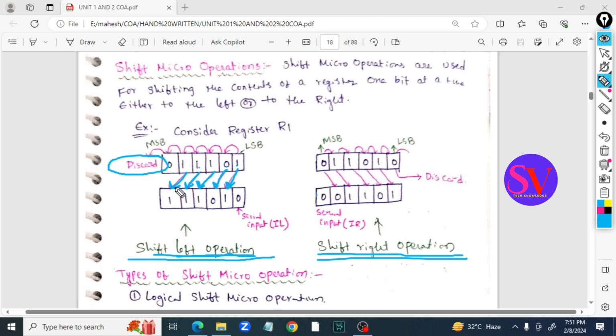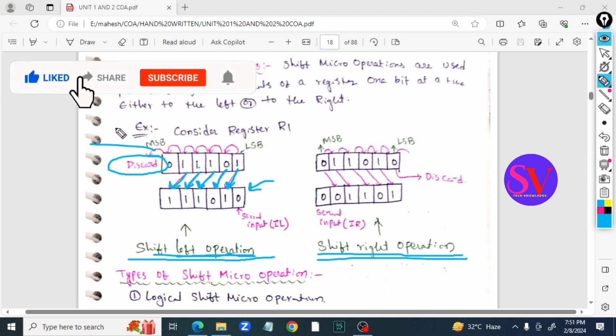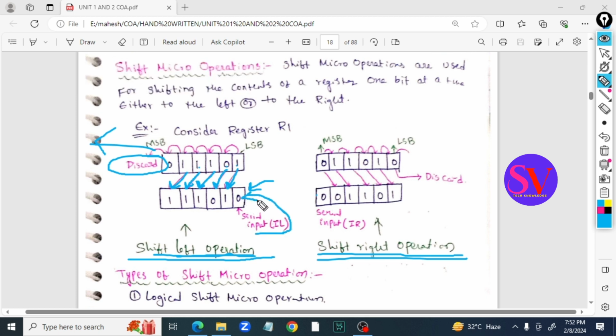Discarded means deleted, and here we have a vacant position. This vacant position will be filled with 0. The LSB is filled with 0 and the MSB is discarded. This is the shift left operation. This is called serial input IL. The newly inserted bit in the vacant position is called serial input, that is IL. We will use this IL in future, so remember this.